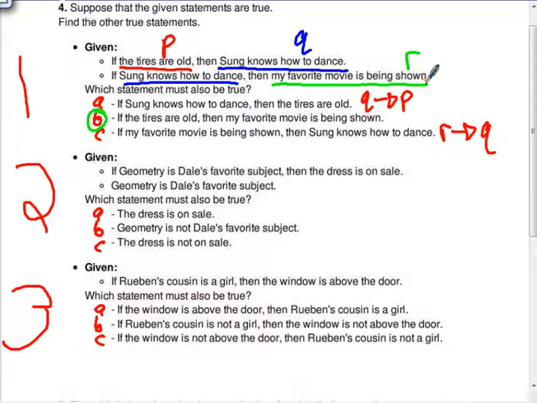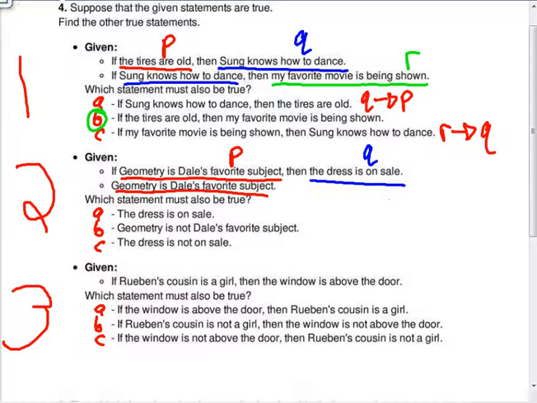In number 2, you're given an if-then. If geometry is Dale's favorite subject, then the dress is on sale. So if P, then Q. Then it just says, hey, P happened. It's true, meaning geometry is indeed his favorite subject. So what can you logically conclude? What law is that? You should be thinking the law of detachment, because the P has happened. Therefore, we can expect for Q to happen. So look for the answer that says Q is going to happen. In other words, that dress should be on sale. So that's going to be A. So the true one in that one is A.